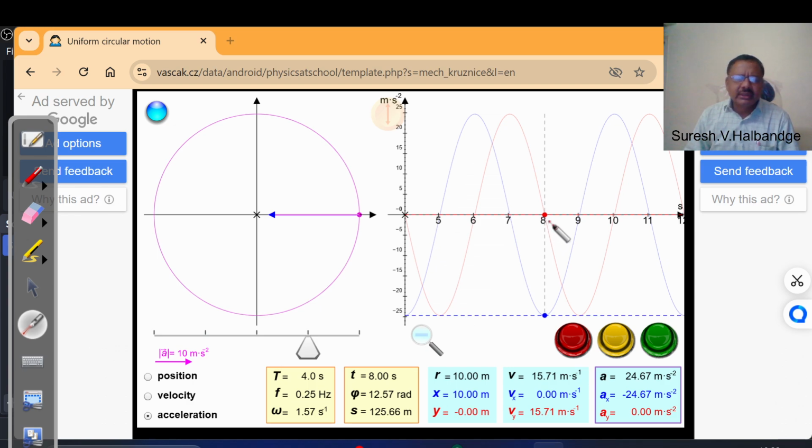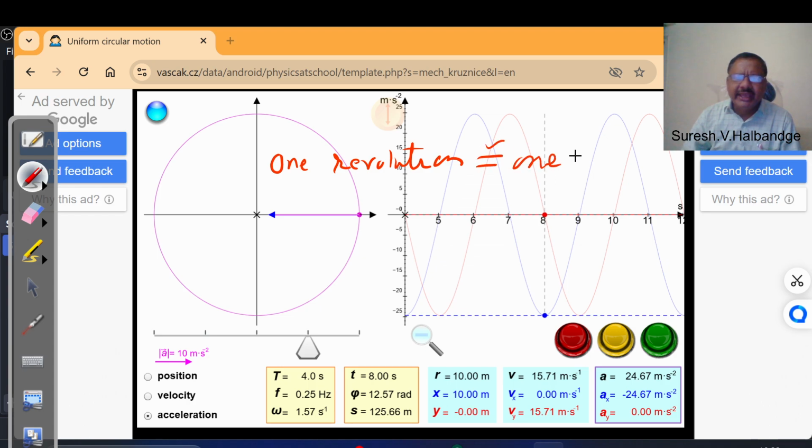So we observe one revolution is equivalent to one wave. And at the same time, the projection of the particle in UCM will constitute the oscillatory motion. So the third particle is performing oscillatory motion.